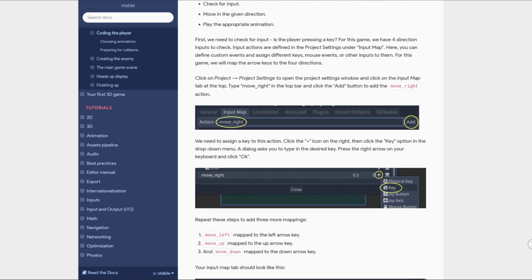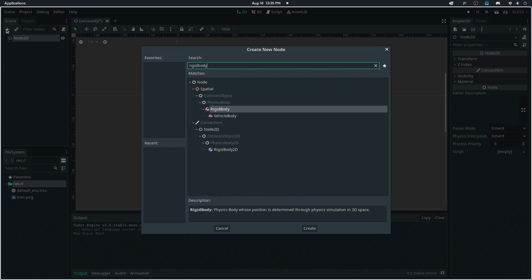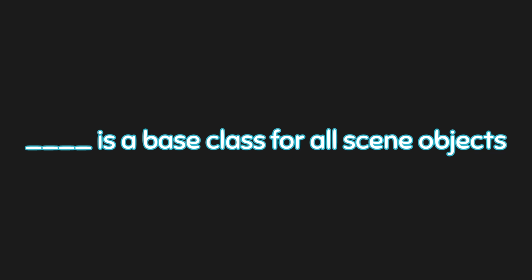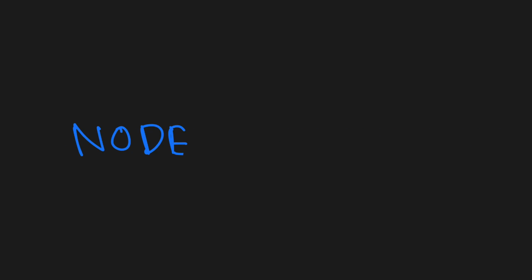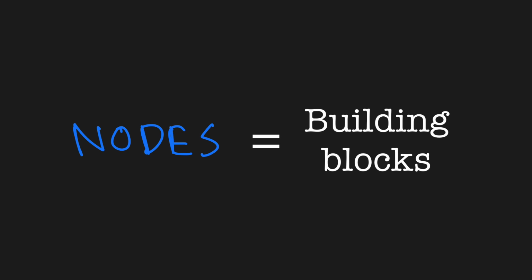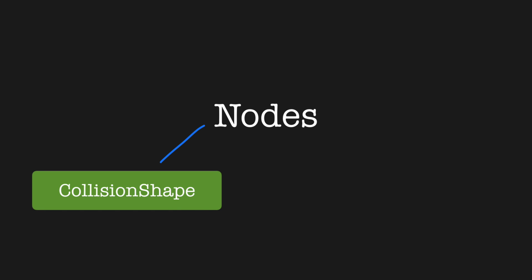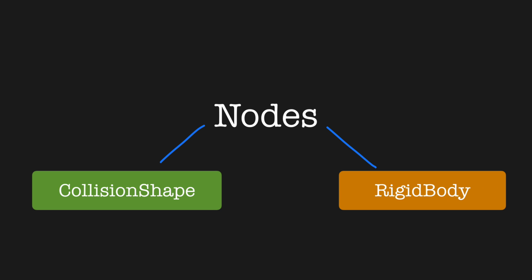I didn't entirely follow the tutorial, but instead, I only followed the bits that I needed to create my game. After reading the docs for a while, it turns out that what I've done before wasn't entirely ideal, to say the least. In Godot game engine, the base class for all scene objects is something called node. Here's how it works. Nodes are Godot's building blocks. There are different nodes that you can choose from. For instance, there's a collision shape node to represent collision shape data, or a rigid body node for physics simulation.